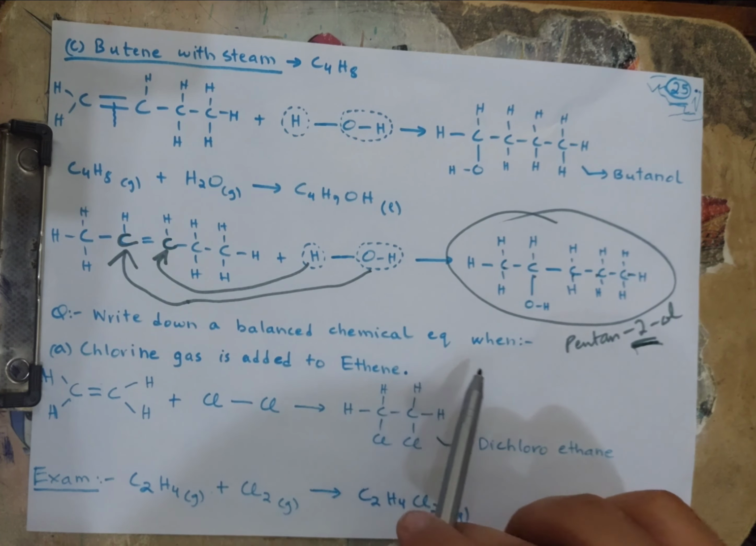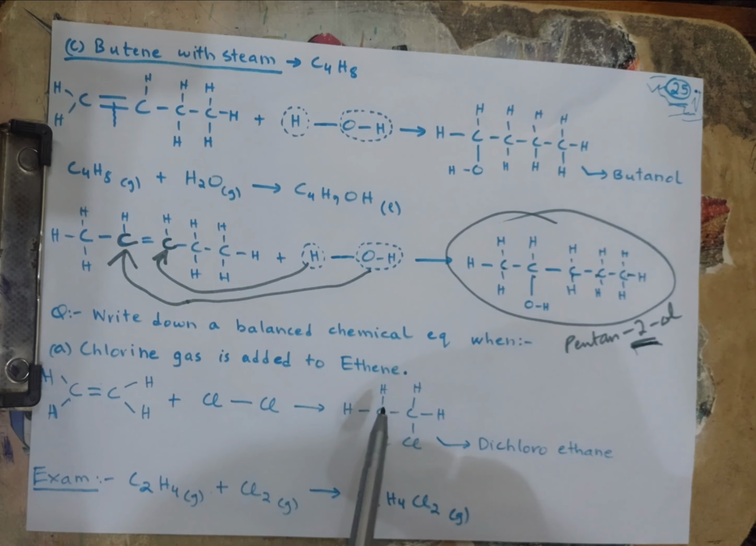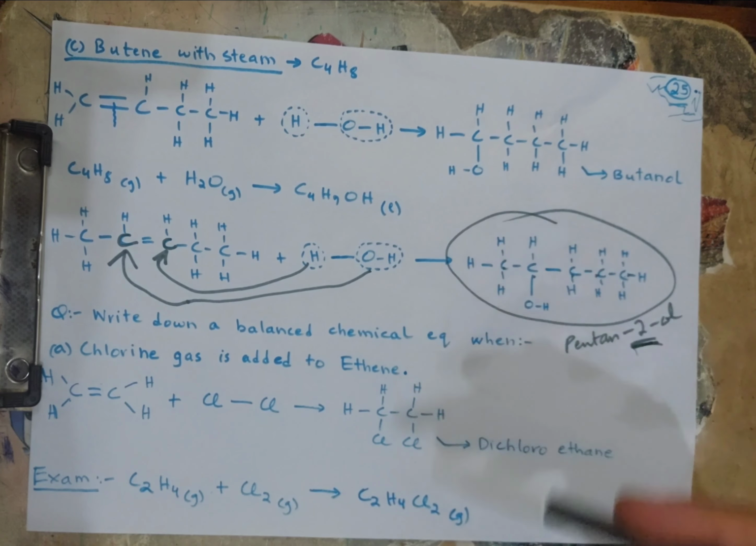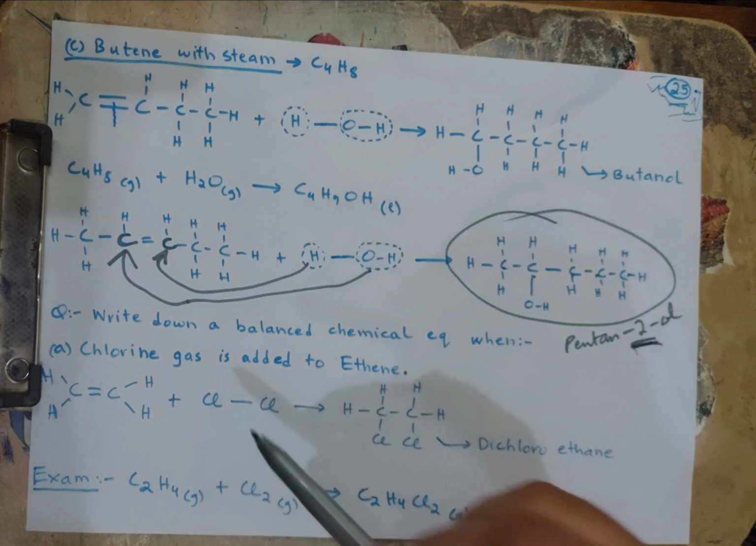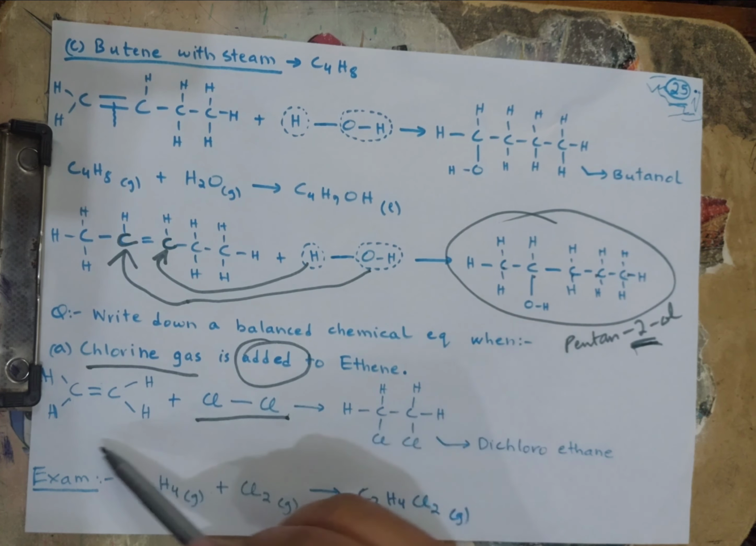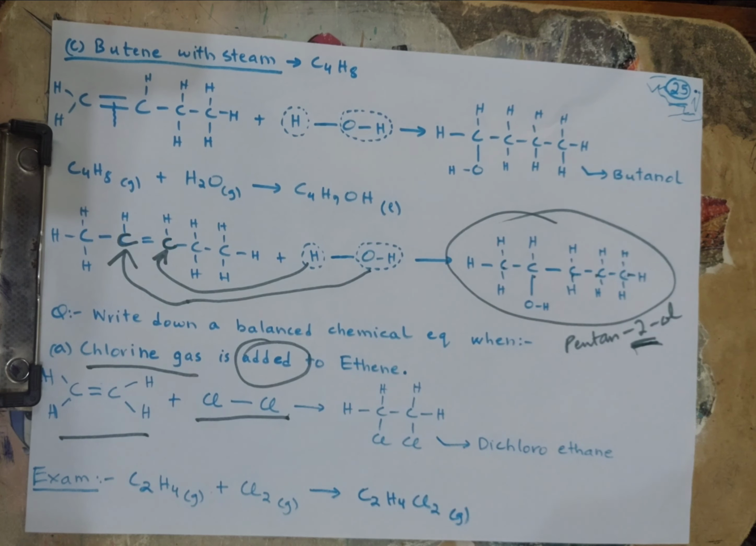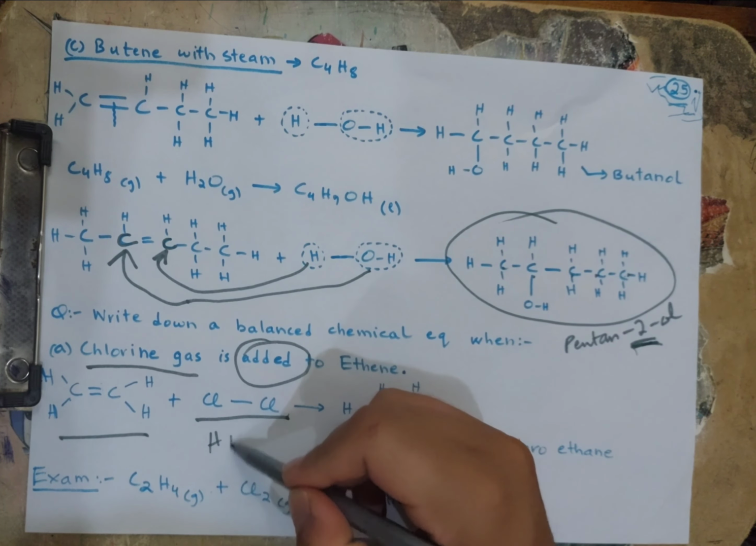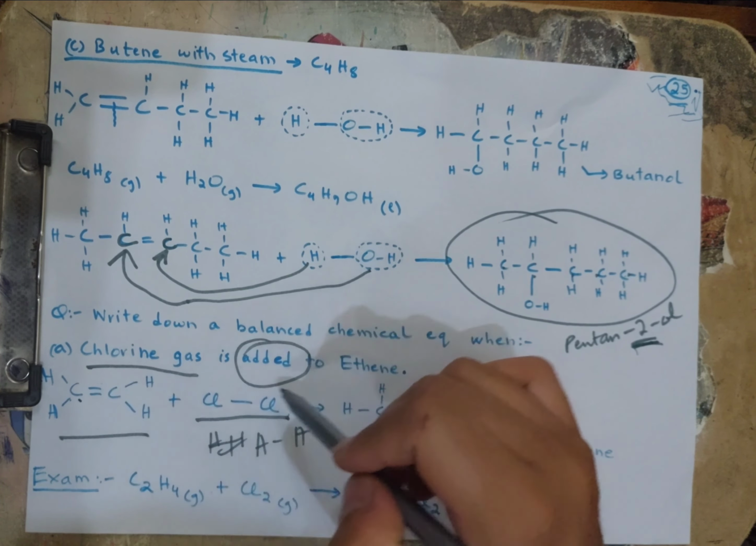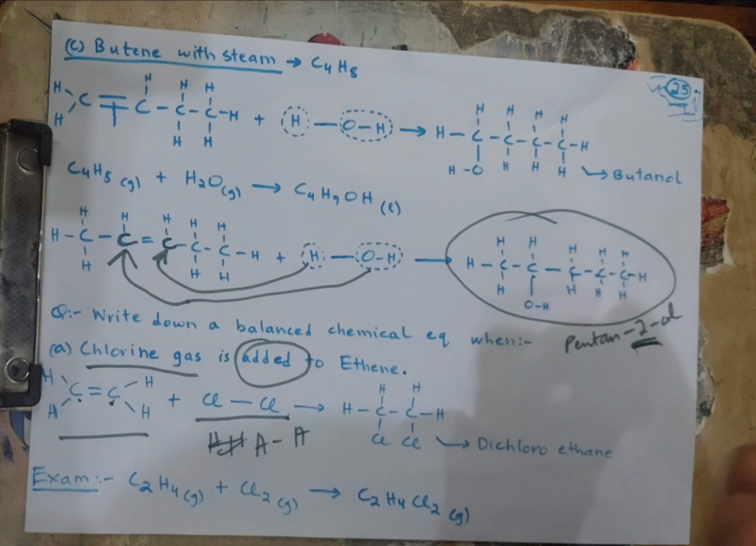Now write a balanced chemical equation when chlorine gas is added to ethene. This is a new reaction, but the same as the previous ones. It is also an addition reaction. When ClCl is added to this ethene, it is as simple as when we added hydrogen. One chlorine attaches to this carbon atom, the other chlorine attaches to the other carbon atom, and this structure is formed.